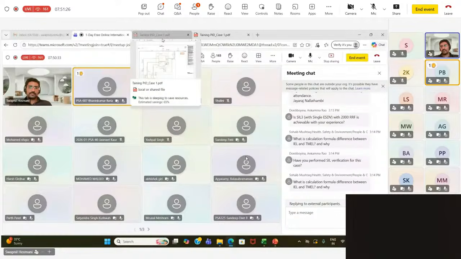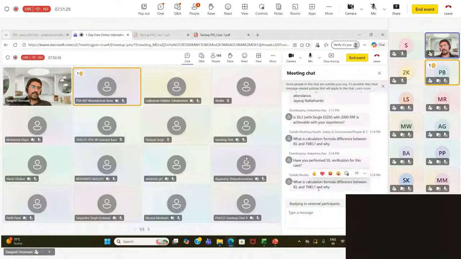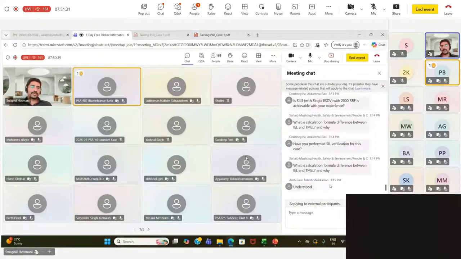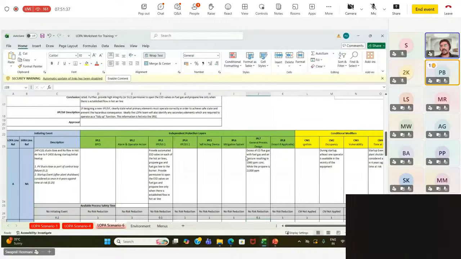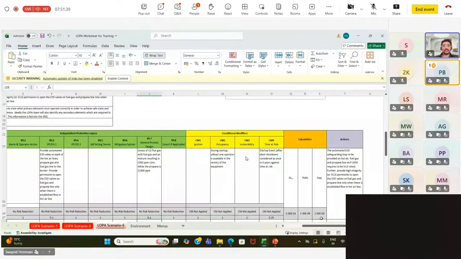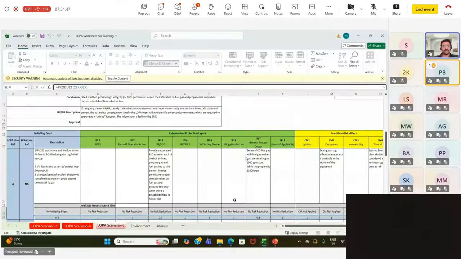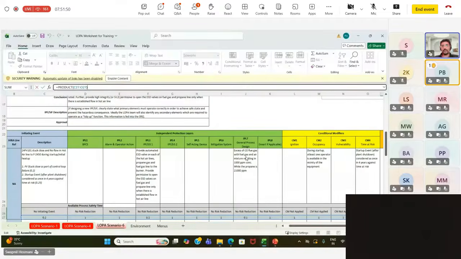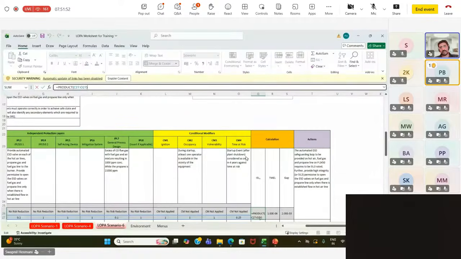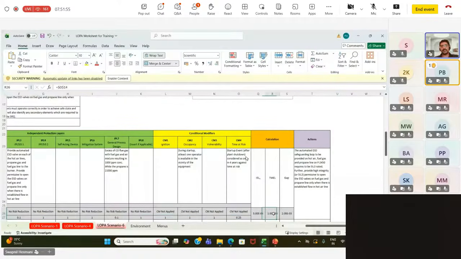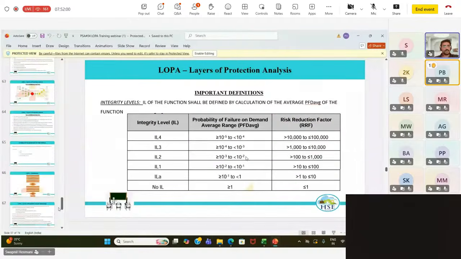What is the calculation between the IL and TMEL? There is no calculation formula between IL and TMEL. They are two independent entities which we need to calculate and compare. See, this IL is based on the product of conditional modifiers, independent protection layers, and the initiating cause event, that is your initiating event likelihood. What you calculate is the product of these three. And this TMEL is coming from the OSHA guidelines, which I showed you here. Yes, this is coming from the OSHA guidelines.